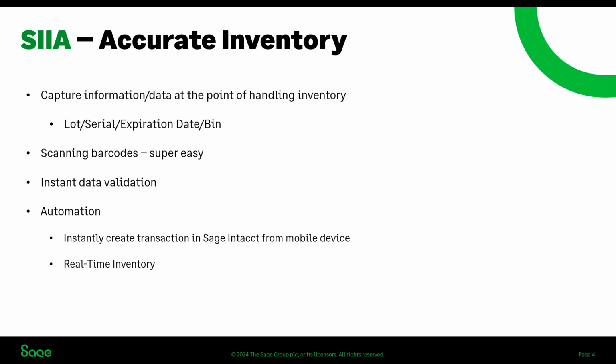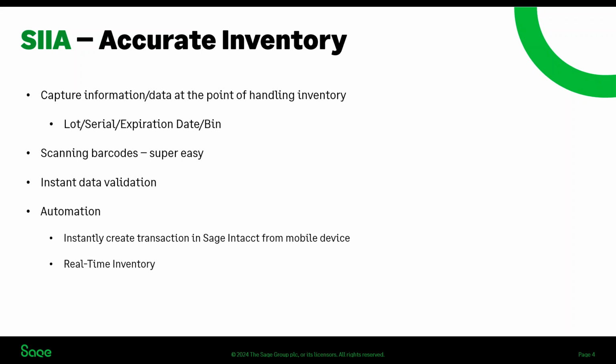Now you also get the ability to scan barcodes like we talked about. That just makes it easy to capture this information, point and shoot. Because it's tied directly into the Intacct database and reading information live, you have instant data validation. One of the things that our company has pioneered is the ability for mobile applications to function even in a disconnected environment, yet still give you instant data validation. So you know your information is correct.